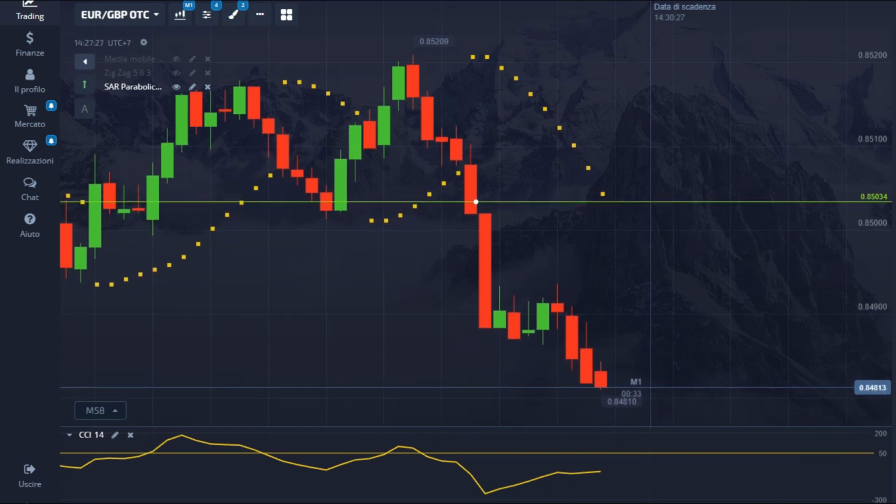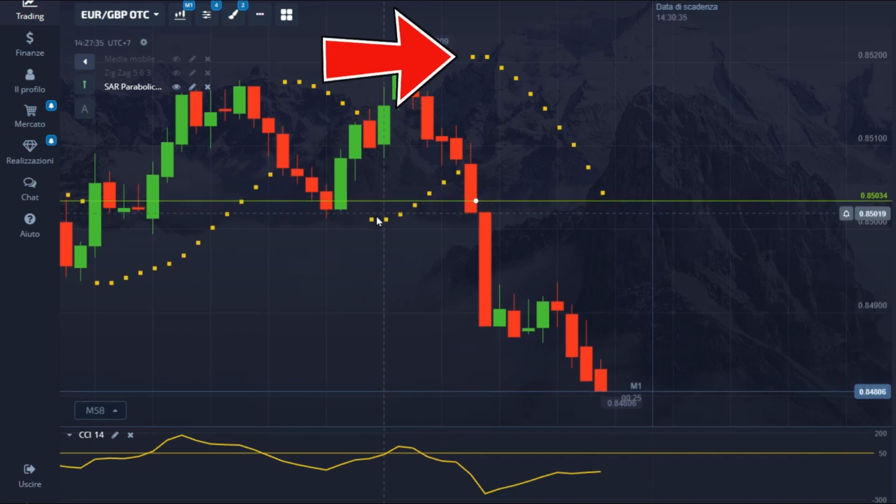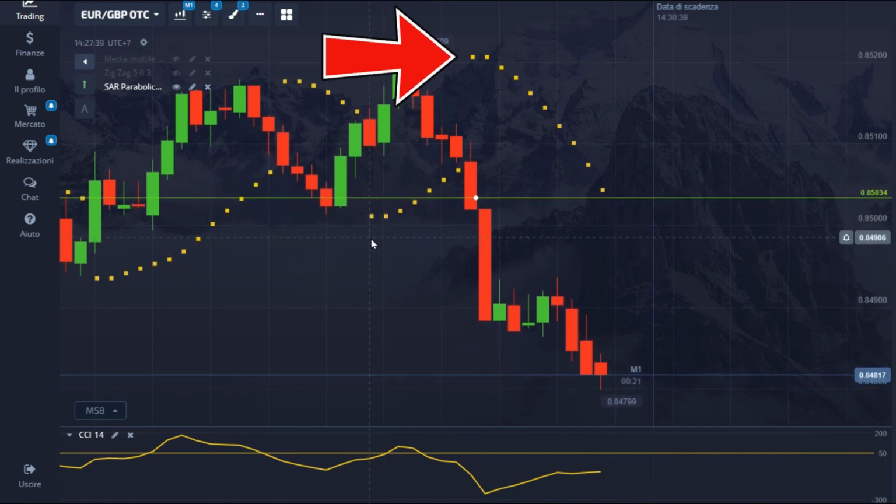When the candles move from one side of the indicator to the other, it is a signal to open the operation. In practice, the signal corresponds to the appearance of a SAR point on the opposite side to the ongoing trend.